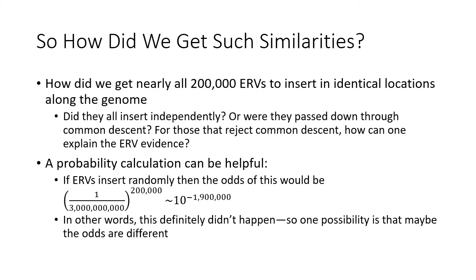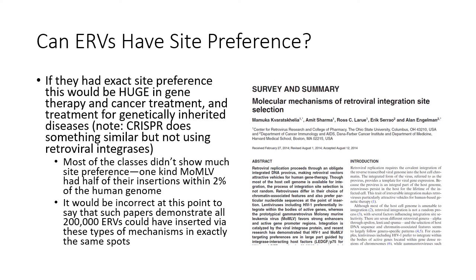So what does that tell us then? Well, maybe the odds are different. Maybe there's some way to explain this ERV evidence for common ancestry in a different way. Here's an example: can ERVs have site preference? Here's a nice review paper called Molecular Mechanisms of Retroviral Integration Site Selection. Basically, these researchers were hoping that you could actually have site preference in ERVs. This would be huge in gene therapy and cancer treatment.